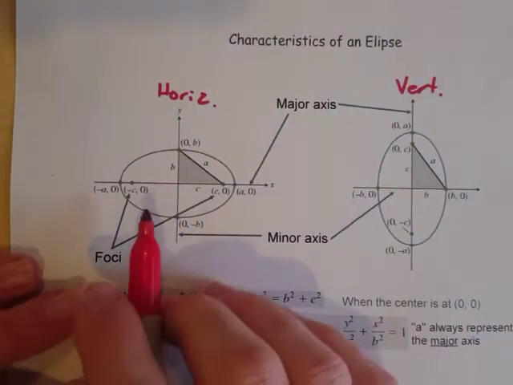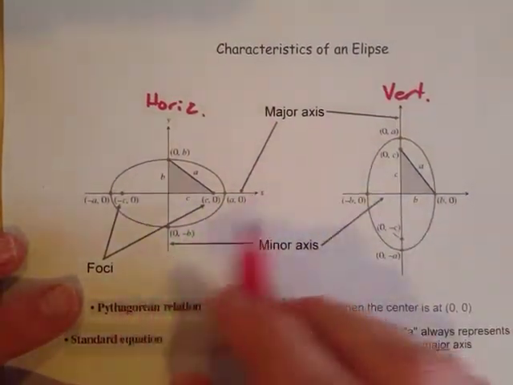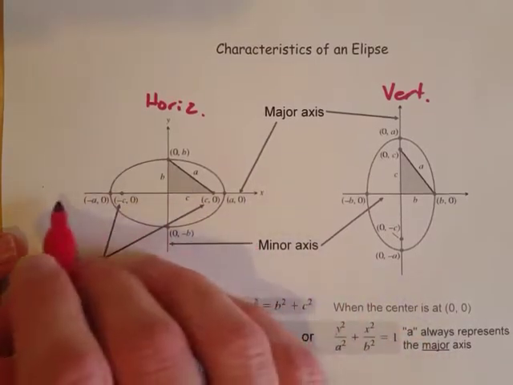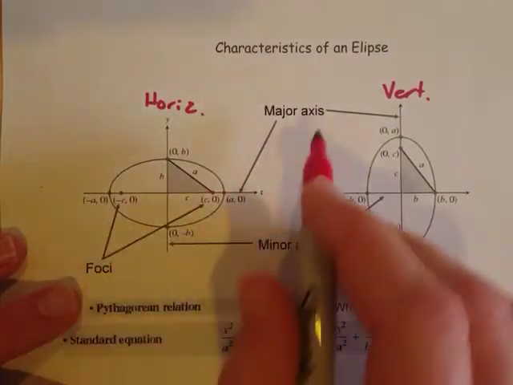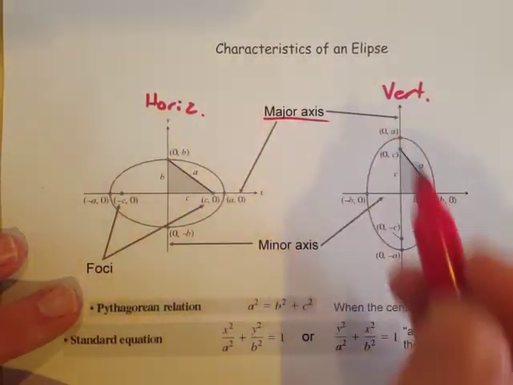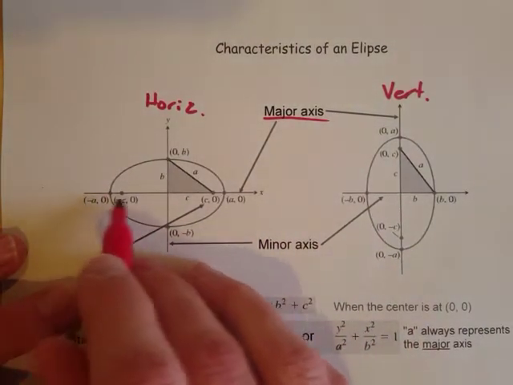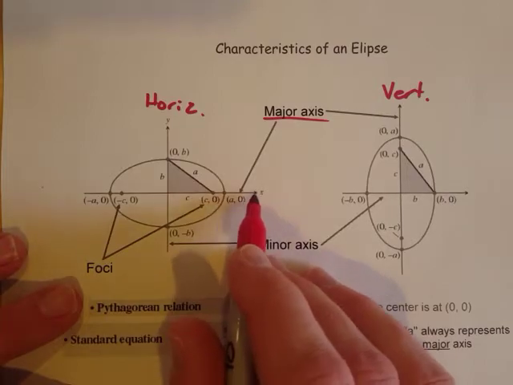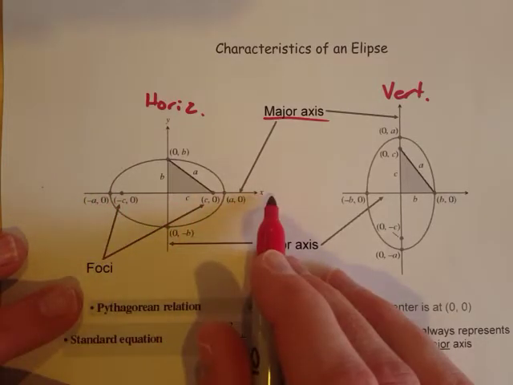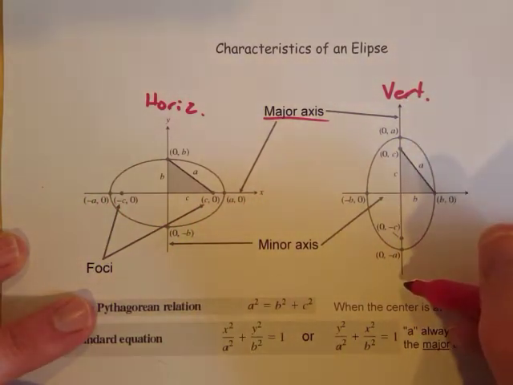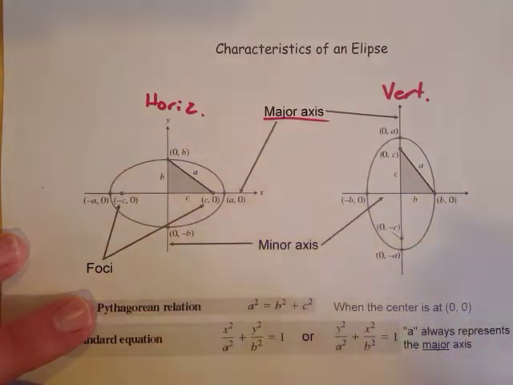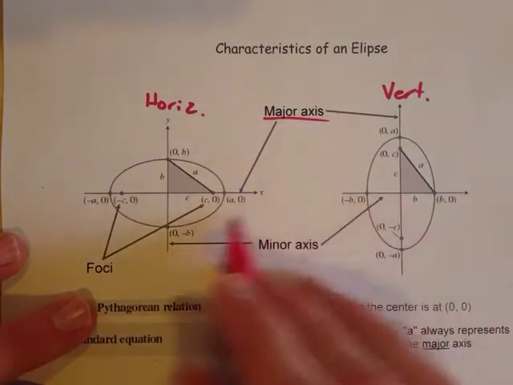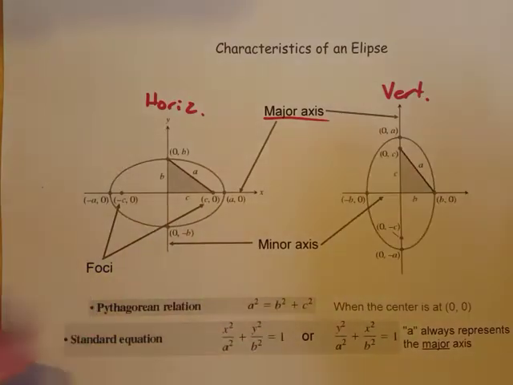All right, so from there, we have a bunch of different characteristics. Now, along the horizontal ellipse, you'll notice that we have this term major axis. The major axis is going to be the axis that goes right through the middle of the longer part of the ellipse. And so in this case, the major axis is the x. Here, the major axis is the y-axis. The opposite is the minor. That's the part that goes through the shorter piece.